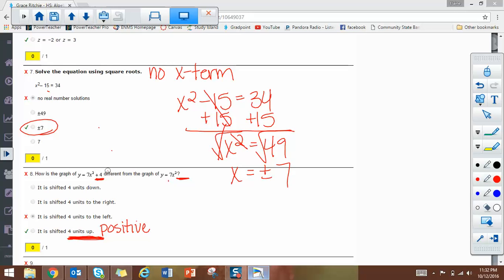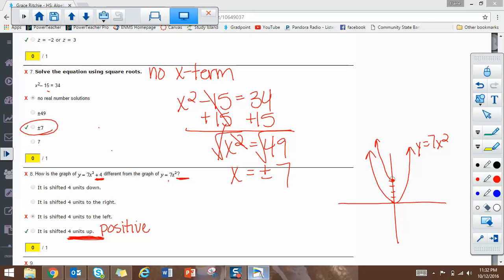So if we looked at a graph, and I'm just kind of imagining here, if this is what 7x squared looks like on a graph, then shifting up 4 units would be the exact same graph, and obviously I can't draw the exact same graph again, but this would be the 7x squared plus 4 graph.